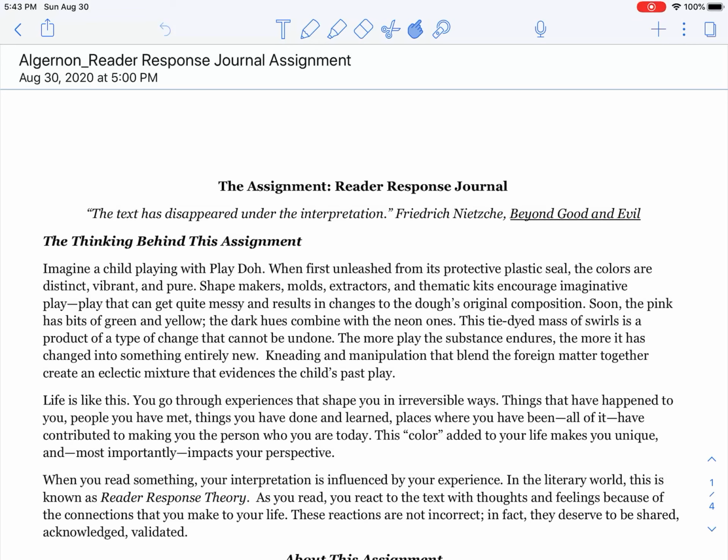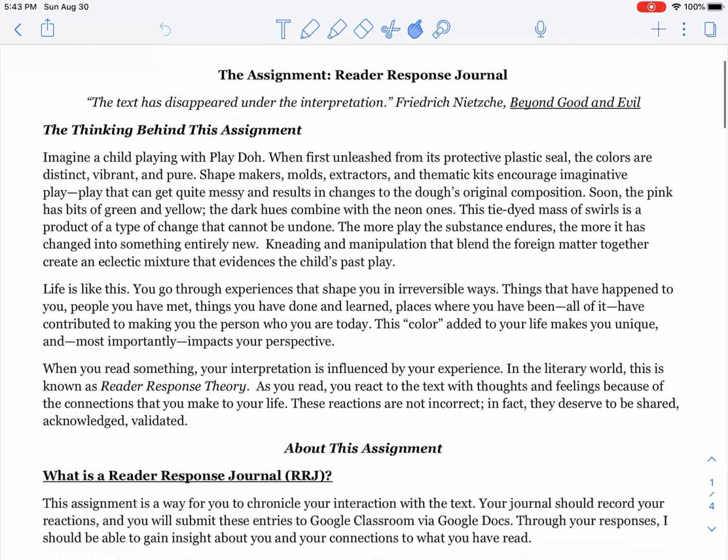And one of the assignments that we're going to have you work on throughout the course of reading the text is something called the Reader Response Journal. And that's what you have here right in front of you. You have this in each of your individual teachers' classes for today's assignment. You should be able to click on a link that has this document available to you.